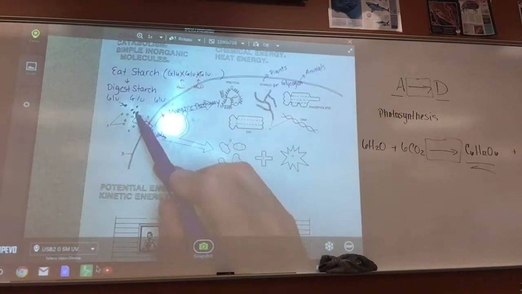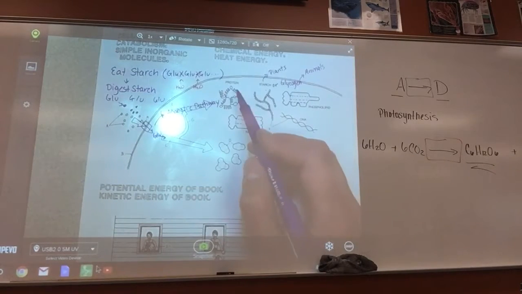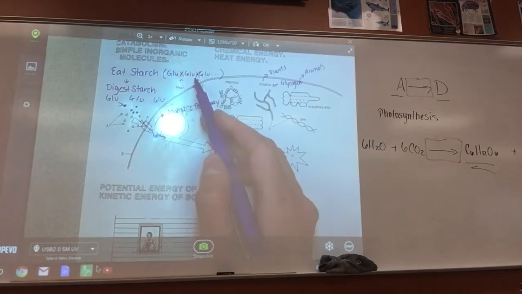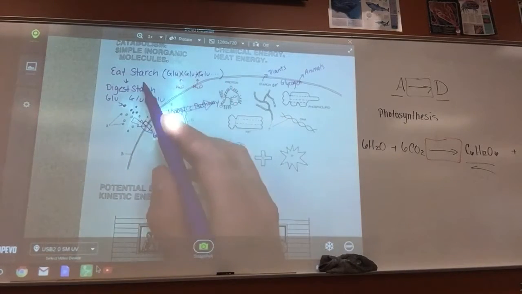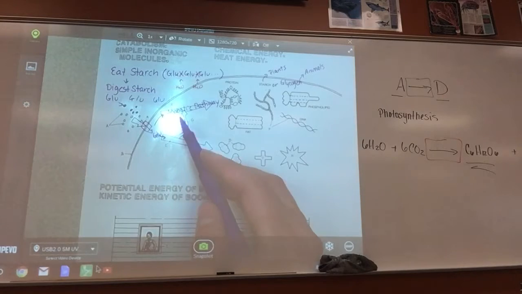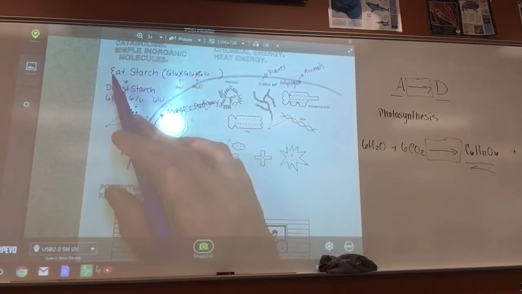Now, I used the specific example of starch and breaking it down into glucose, but notice here we can do the same thing where you eat protein. Protein is a chain of amino acids. When we digest protein, it would digest into amino acids. Amino acids would come in and we can build proteins, all right?